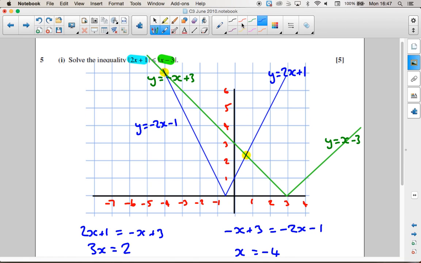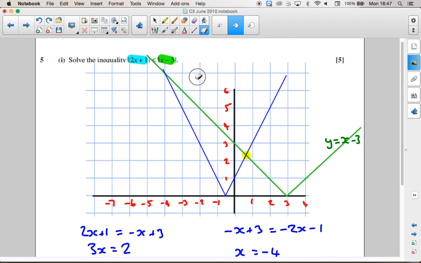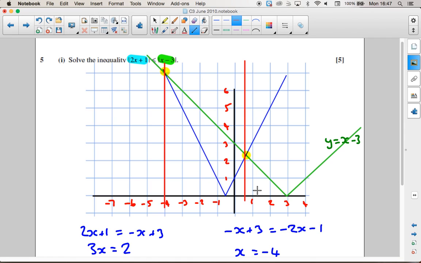So, what do we know now? Well, let's get rid of this extra writing, because that's a little bit in the way. These 2 points here are the 2 intersection points.